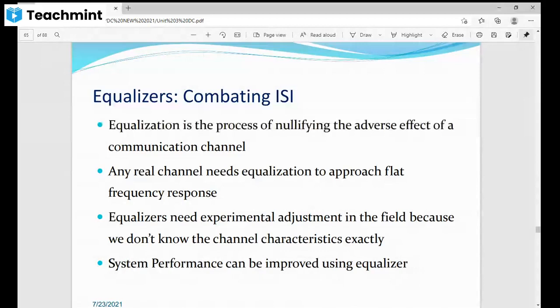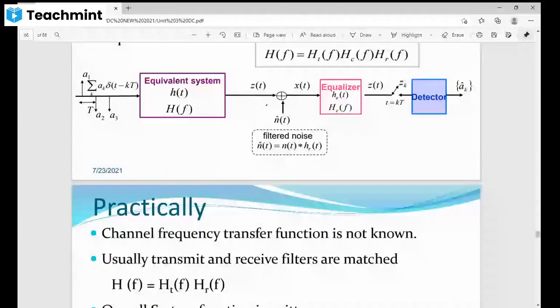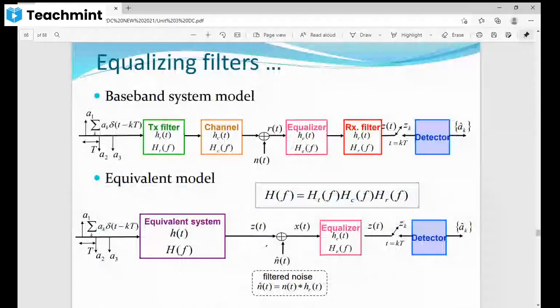Any real channel needs equalization to approach a flat frequency response. The equalizer needs experimental adjustment in the field because we don't know the channel characteristics exactly. System performance can be improved using an equalizer. So here you can place the equalizer before the decision device.